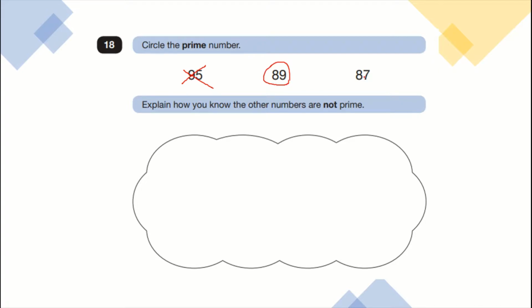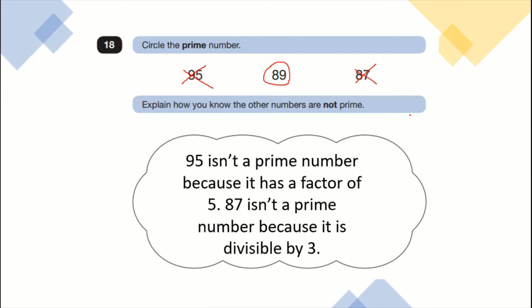Now if we check, 87 ends in a 7, so it can't be divided by 2. But if we add 8 and 7, we would get 15, and 15 is a multiple of 3, so it can be divided by 3, which means that this number isn't prime. Now we've got to explain how we know that other numbers are not prime. 95 isn't a prime number because it has a factor of 5. And 87 isn't a prime number because it is divisible by 3.